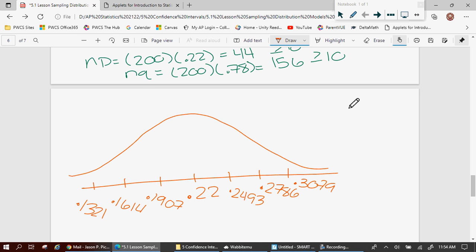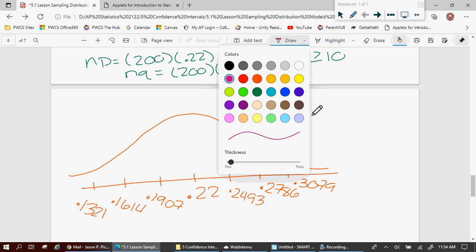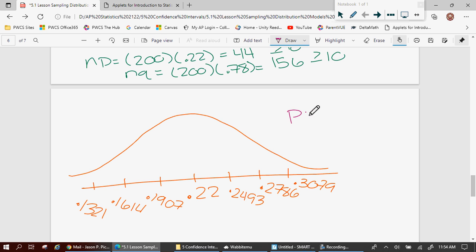And I took a sample of 200 female students, and they found that 31 of them had a BMI of 25 or higher. That's our p-hat. This is our one sample proportion, and that's 0.155. And we want to know if this is unusually small.